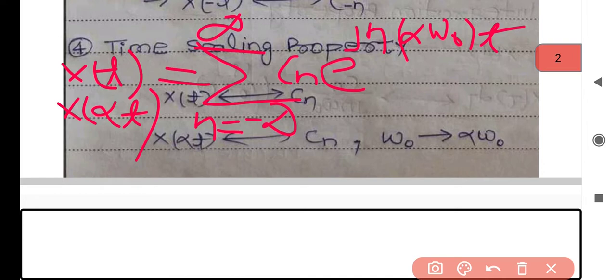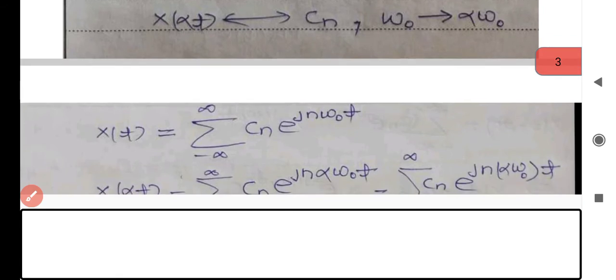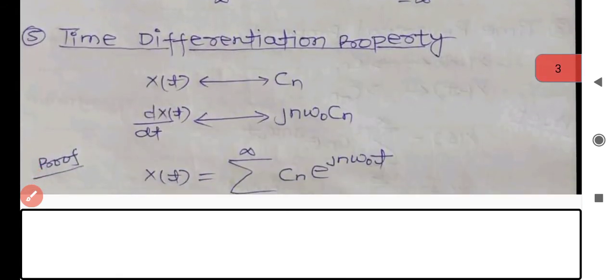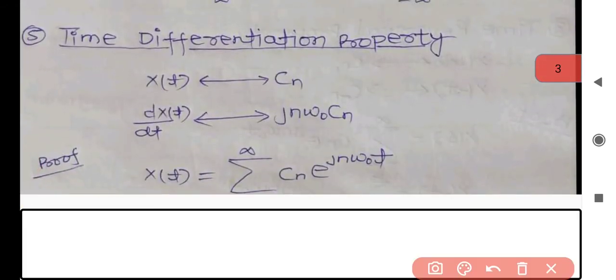Now there are some more important and useful properties of the Fourier series. We will come to know in a few minutes. The next property is the time differentiation property of the Fourier series.